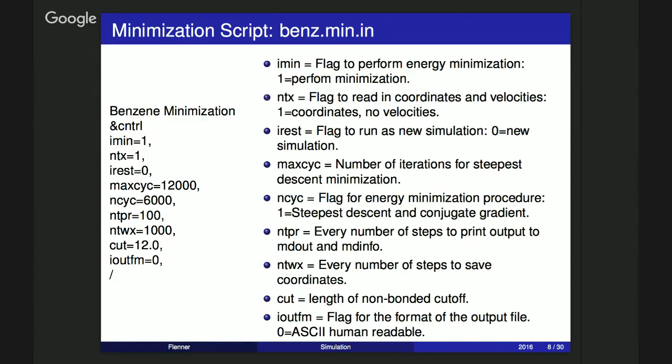IOUTFM. So this is some sort of flag for the format of the output file. There's two ways to save these files. One is a human readable format, and I have all the flags set to the human readable format. This gives you an idea of what's printed out. Human readable format is just a text file. So it just has positions and velocities. And it has some lines with some details about what's going on in the simulation, sometimes like box lengths and stuff.